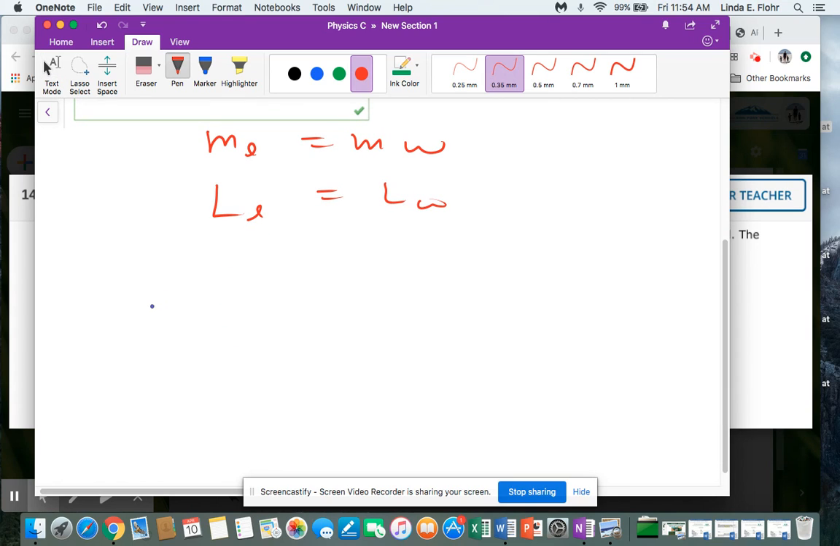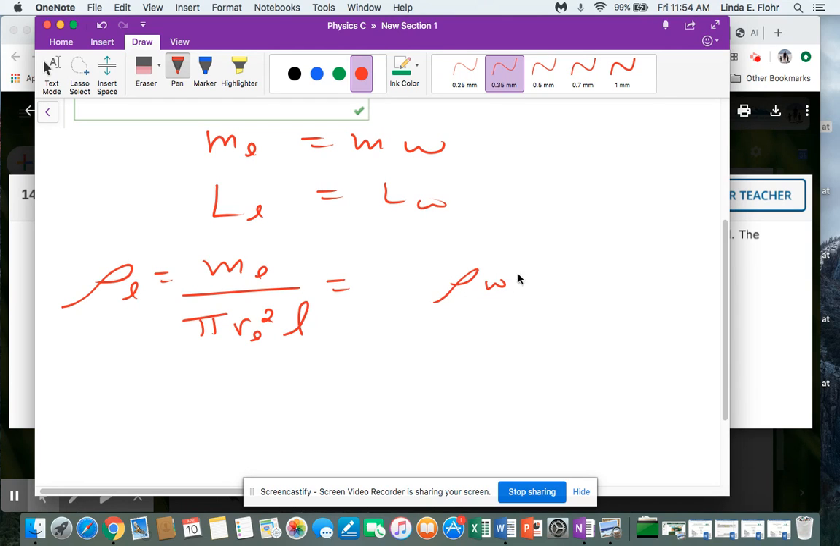So what we really want to do is come up with an expression for the density of lead, which is mass over volume. And the volume of a cylinder would be pi r_lead squared, that's the circle, times the height, which I'm going to call L. And then the density of the wood would be the mass of the wood over pi, the radius of the wood squared times the length.